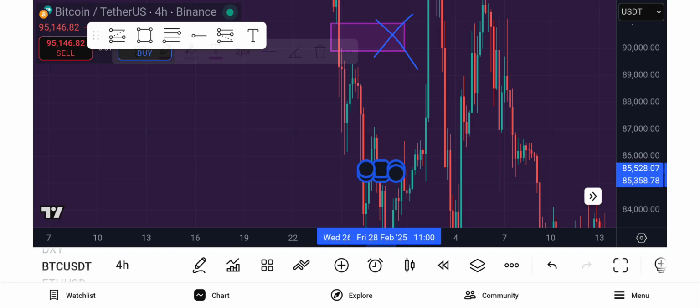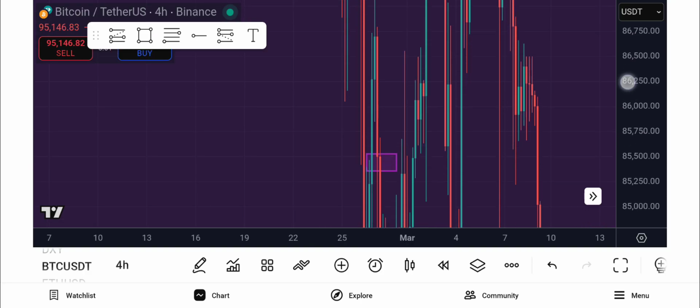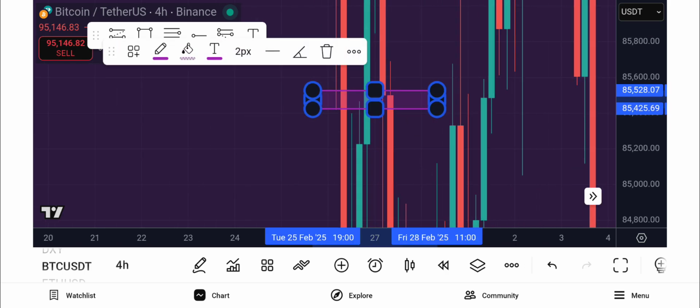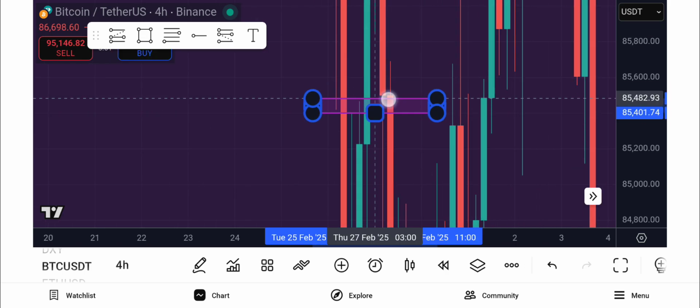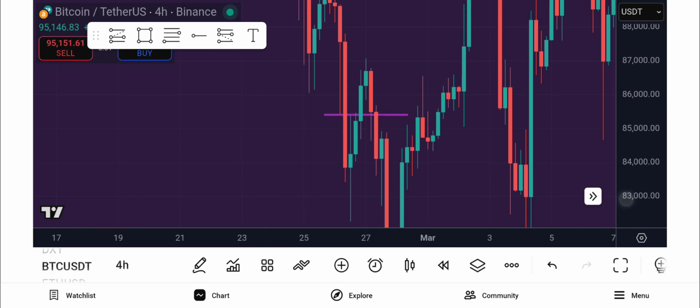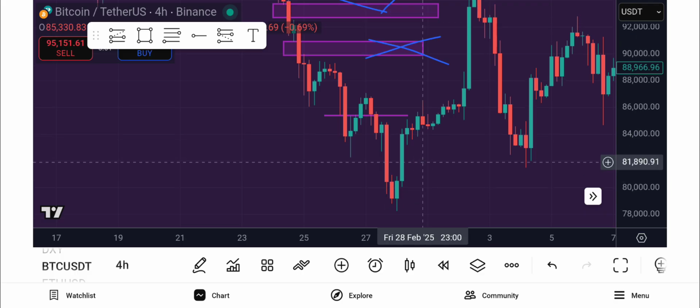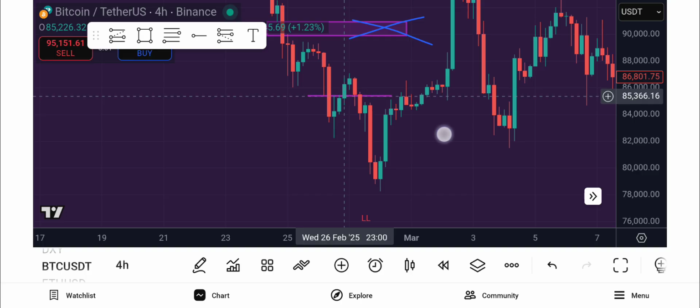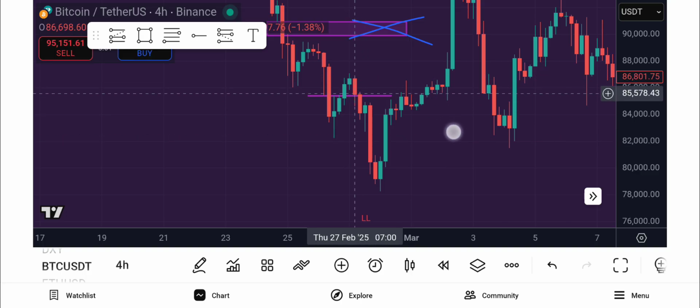Let me see if I can zoom in so you guys can see that properly. So you notice there's a little gap right here. See that gap? Why wouldn't we use that one? Yep, you guessed it. Price went back up. Instead of rejecting it and dropping, it flew past it.